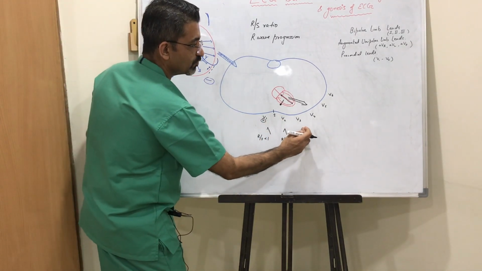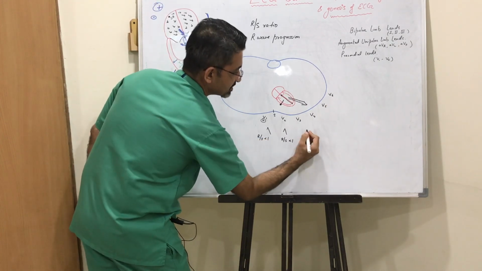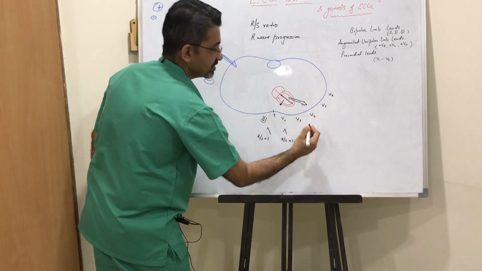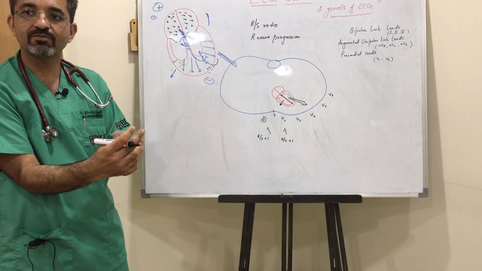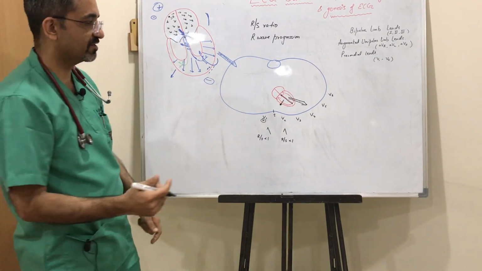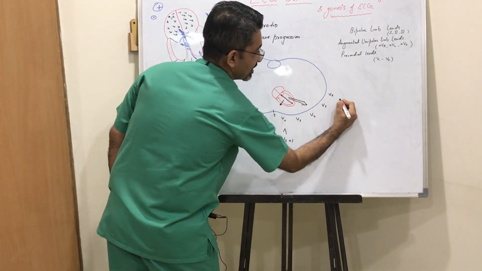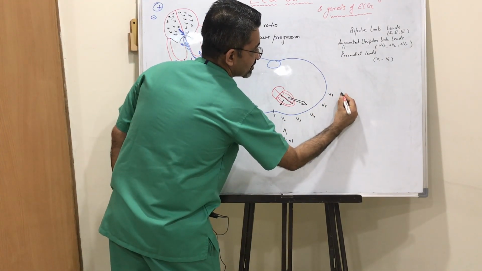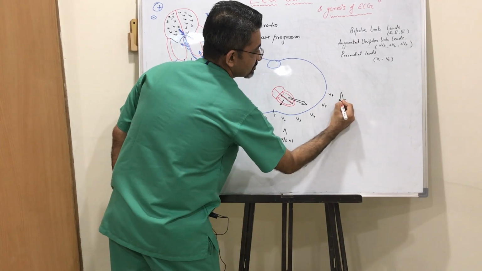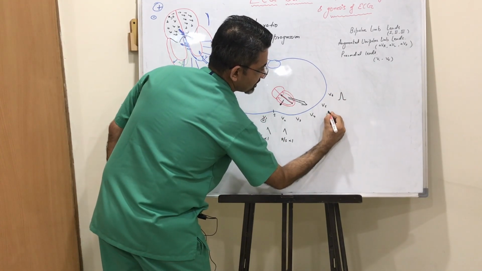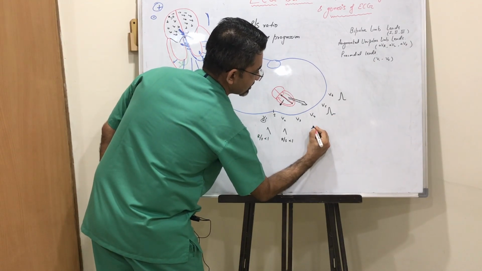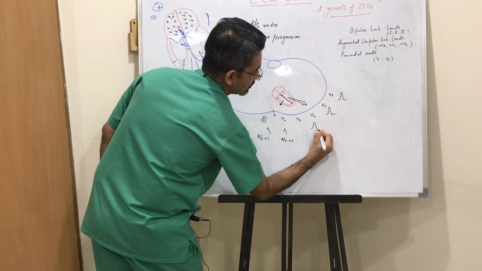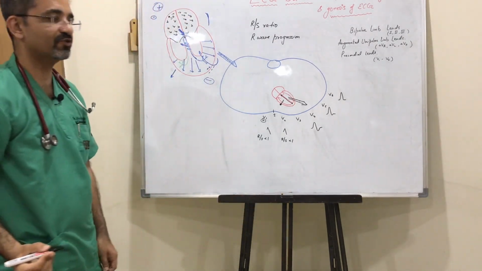Similarly, as you move towards V6, your R by S ratio starts getting equalized and it will become more than 1. There will be a point in V6 where you will have only something like this. In this it will be something like this. In this it will be something like this. I hope you are getting the point.